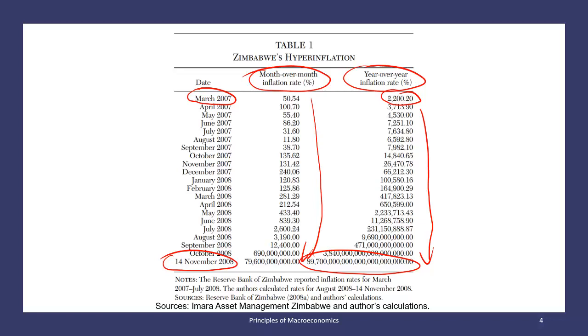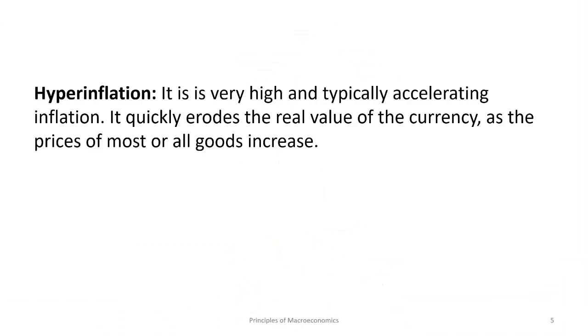In reality, we never really see this kind of price increase. We do observe price increases, but this is completely out of bounds. So there is a term for this kind of scenario. It's called hyperinflation. It is a very high and typically accelerating inflation. It quickly erodes the real value of the currency as the prices of most or all goods increase. That's exactly what happened in Zimbabwe.